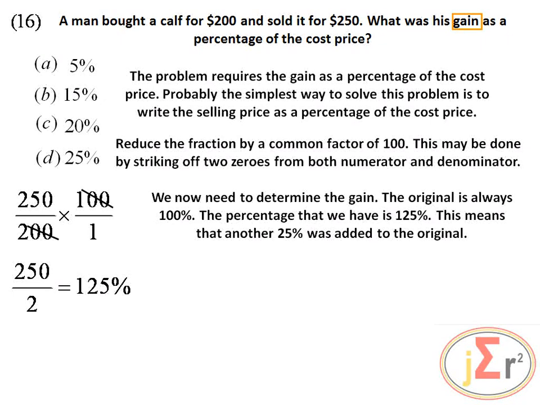The original is always 100%. The percentage that we have is 125. This means that another 25% was added to the original. The original is 100%. We have 125%. That means there was a gain of 25%. And that is what we are attempting to determine. We may demonstrate that by showing that we are subtracting 100 from 125.